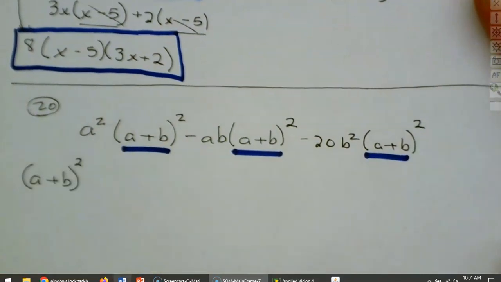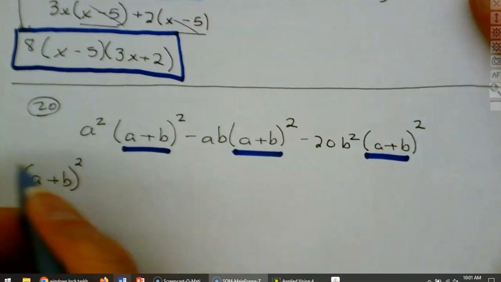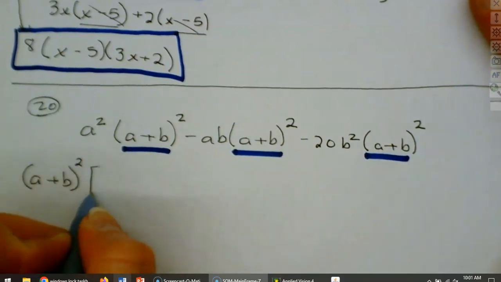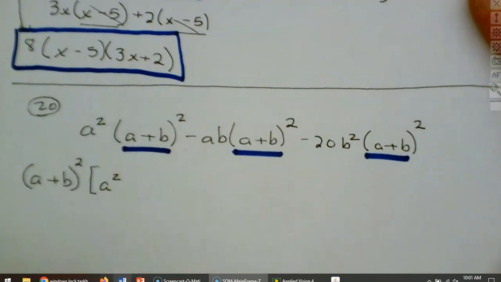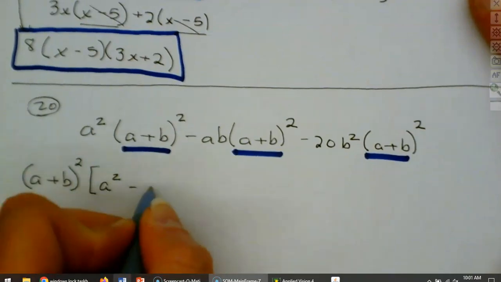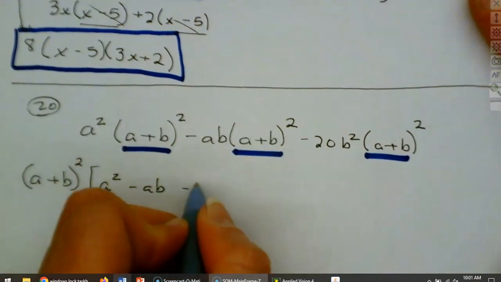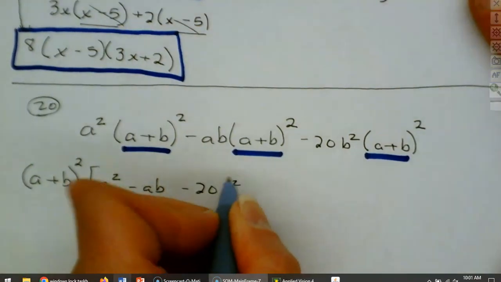Is everyone okay with that? Now, what does that leave you with? And I'm going to use brackets because you've got a lot of parentheses just to make it easier. And that leaves you then with an a squared minus ab minus 20b squared.